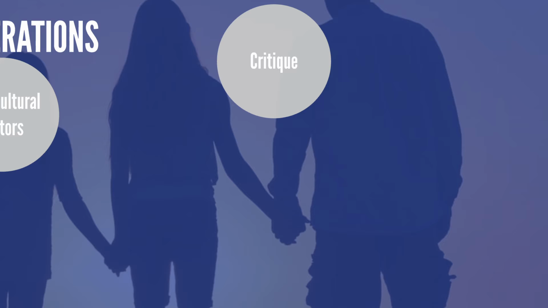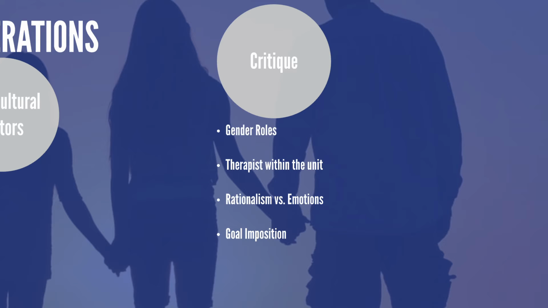And finally, there's some critique about Bowen's family systems theory. The first has to do with gender roles. This theory kind of orients itself in favor of the patriarchal unit of family rather than something where, let's say, we have two lesbian mothers, or a single mother household.